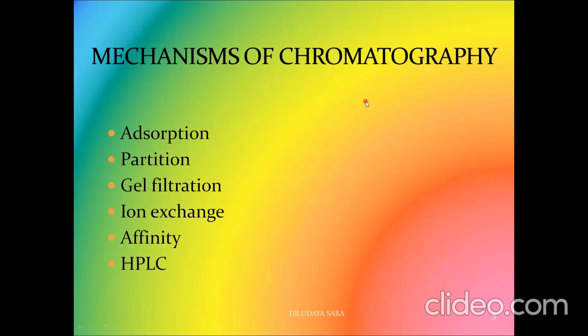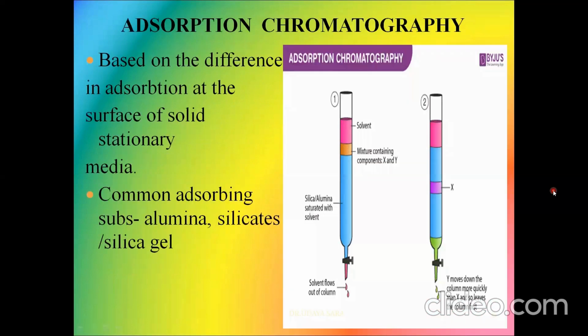Based on the mechanism, chromatography is of the following types: adsorption chromatography, partition chromatography, gel filtration chromatography, ion exchange chromatography, affinity chromatography, and high pressure liquid chromatography. We will see them one by one. First, adsorption chromatography.